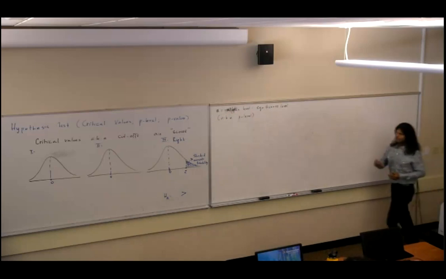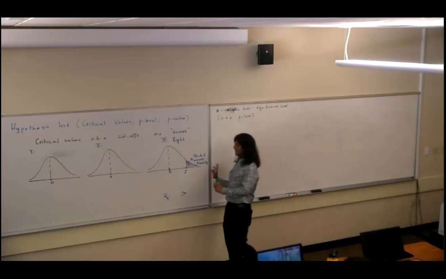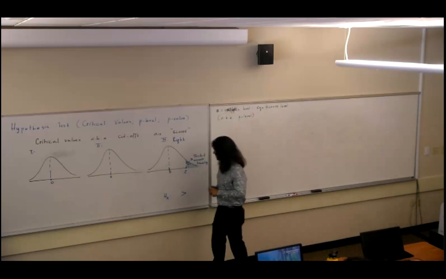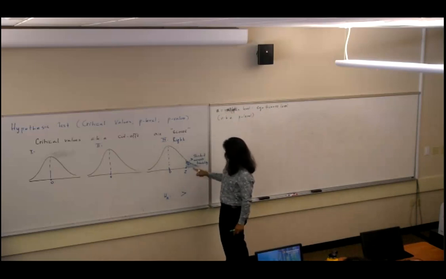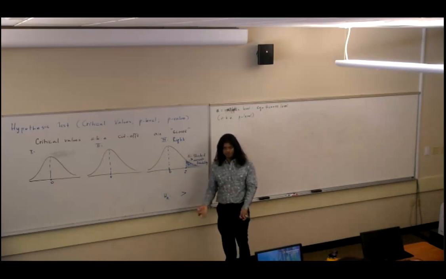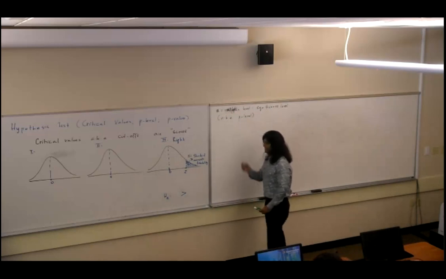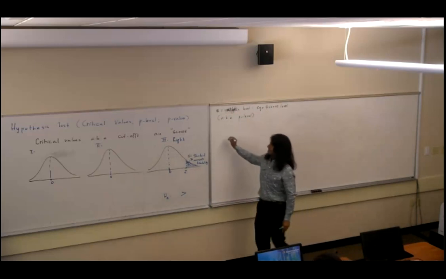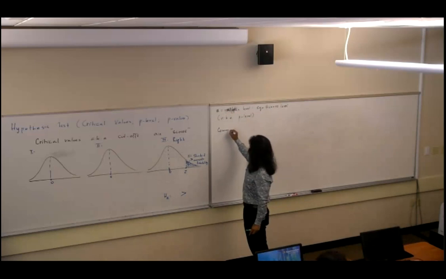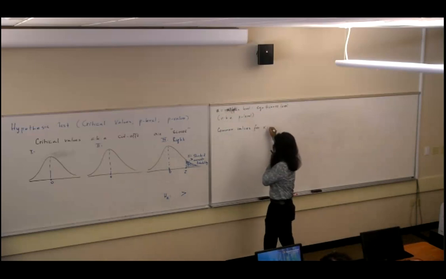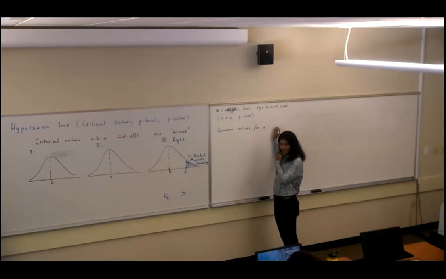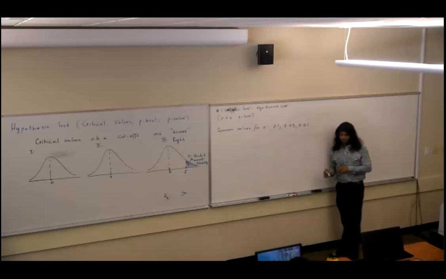There is another context. We won't talk about that until we get to chapter 8. So this shaded area would equal alpha. The common values for alpha are 0.1, 0.05, and 0.01.